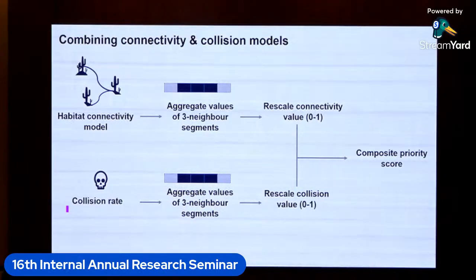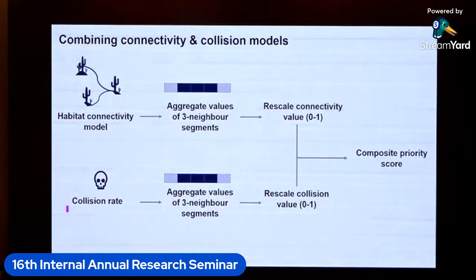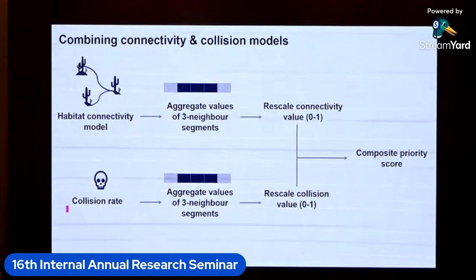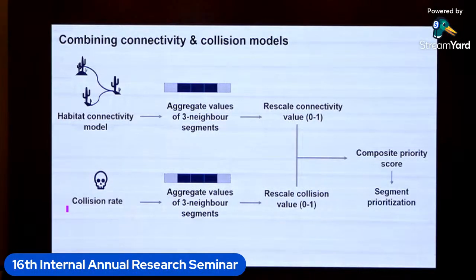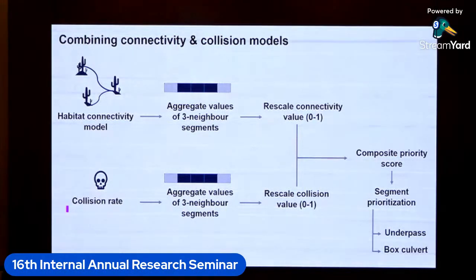The 5 kilometer segment is considered because the home range of the Chinkara is reported as 5 square kilometers, and the desert fox home range is basically 2 to 3 square kilometers. So we selected the best segments, which have the top priority score in every 5 kilometer and 3 kilometer segment. Based on those segments, we suggested underpasses and box culverts for Chinkara and desert fox respectively. So, coming to the results part.